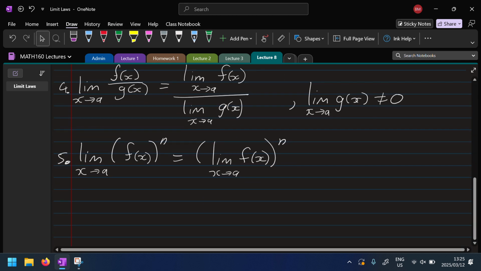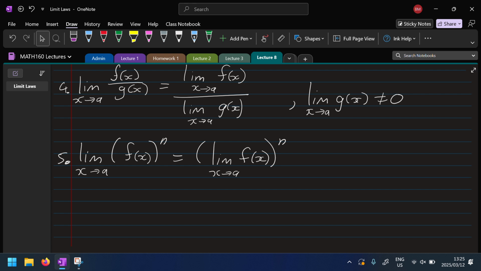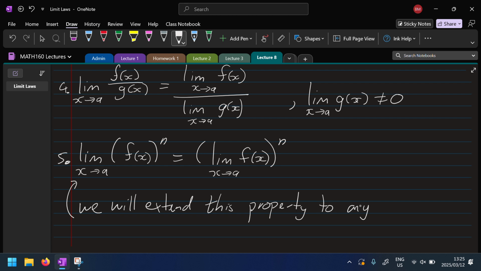Later on, we will extend this not just to powers, but to any continuous function. Okay, but we don't know what that means yet. We'll see that much later. So not just powers, it will be any continuous function. And the vast majority of functions that we're going to be working with are continuous. So this property number five becomes very useful later on.